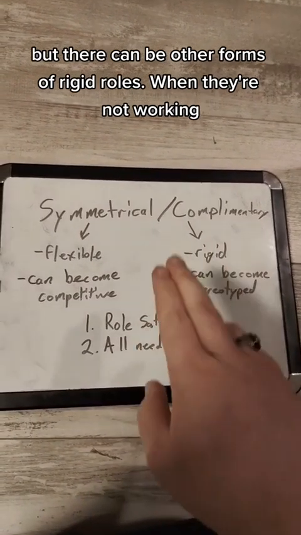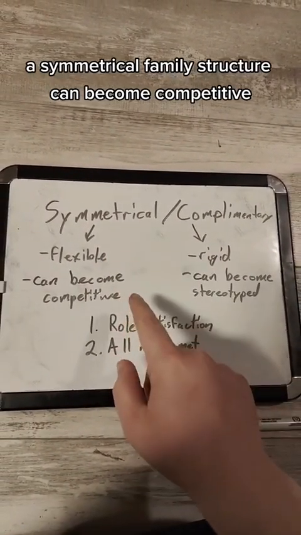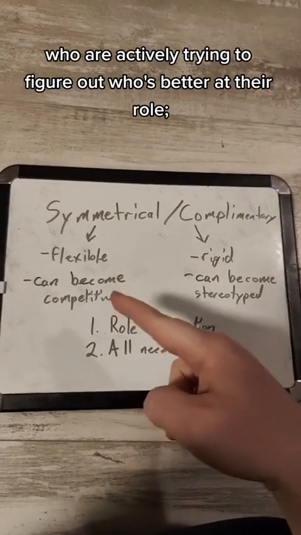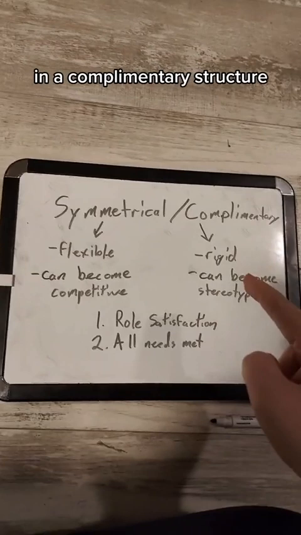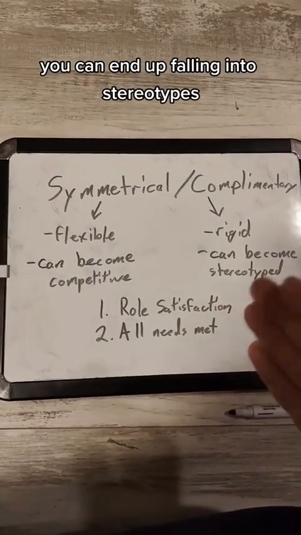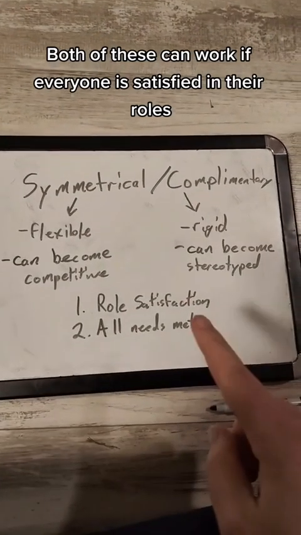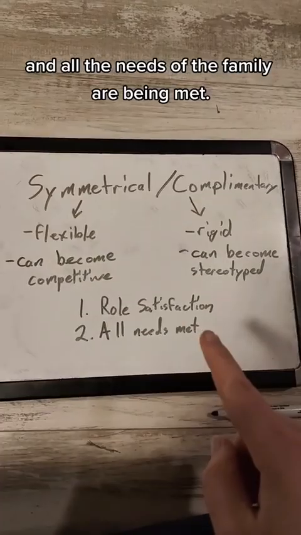When they're not working, a symmetrical family structure can become competitive if you've got two or more people who are actively trying to figure out who's better at their role. In a complementary structure, you can end up falling into stereotypes where people aren't getting their needs met. Both of these can work if everyone is satisfied in their roles and all the needs of the family are being met.